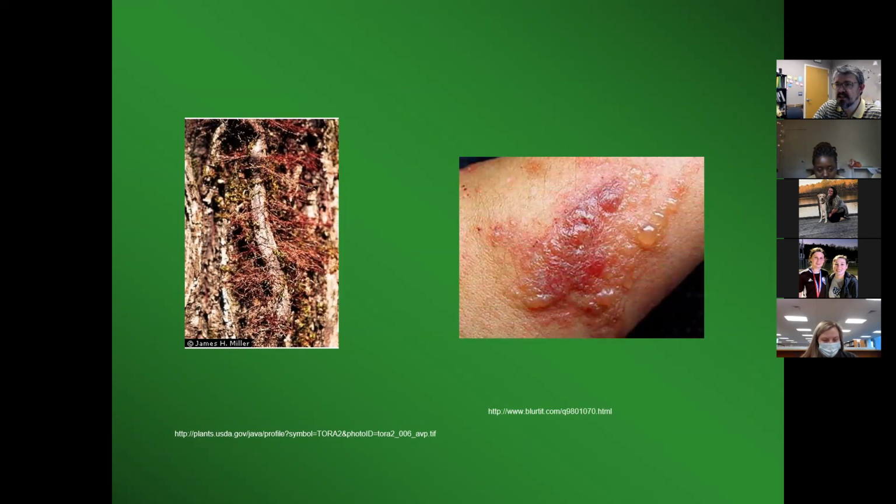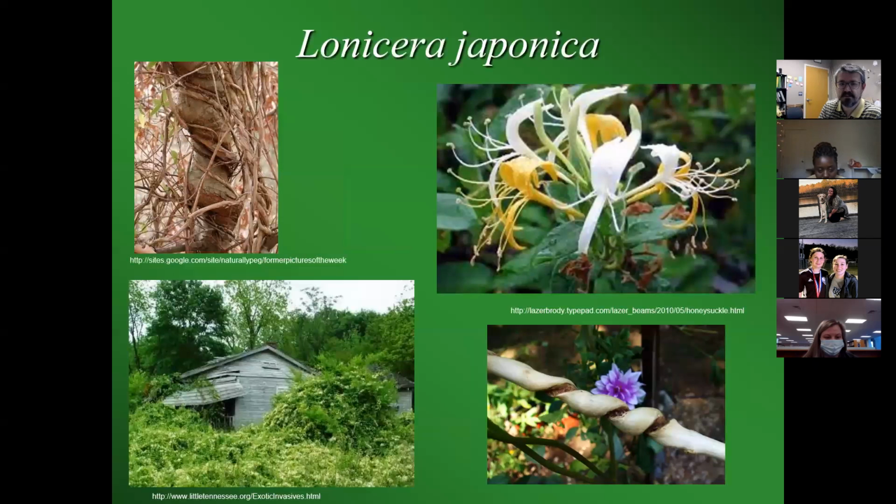Here is the dermatitis that can result. I've never had anything this bad that I can remember, maybe as a kid. Some people will get it and cover their body, and it's not good. It's itchy as I'll get out.